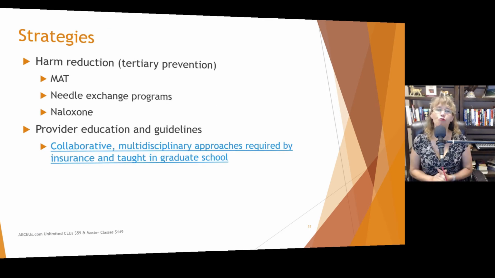Harm reduction really looks at tertiary prevention. Remember, tertiary is preventing ancillary problems. The person may have an opioid misuse issue. Let's prevent them from developing bloodborne diseases. Let's prevent them from becoming homeless.